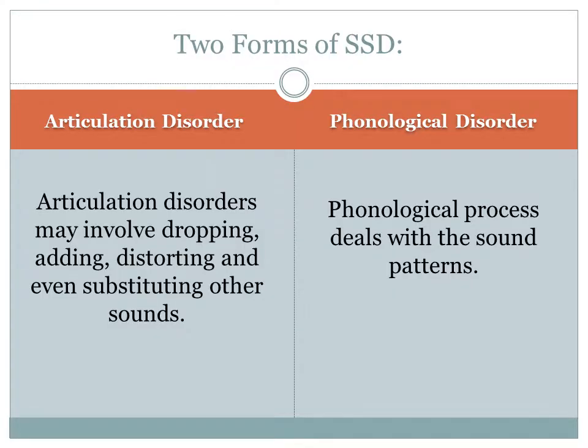There are two forms of speech-sound disorder. Someone can have articulation disorder, phonological disorder, or perhaps even both. Articulation disorders may involve dropping, adding, distorting, and even substituting other sounds, while phonological process deals with the sound patterns.